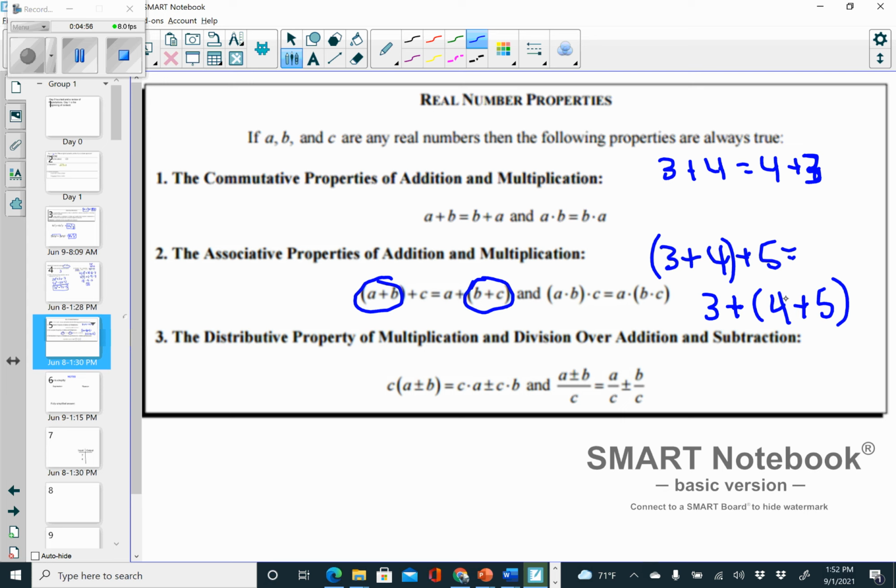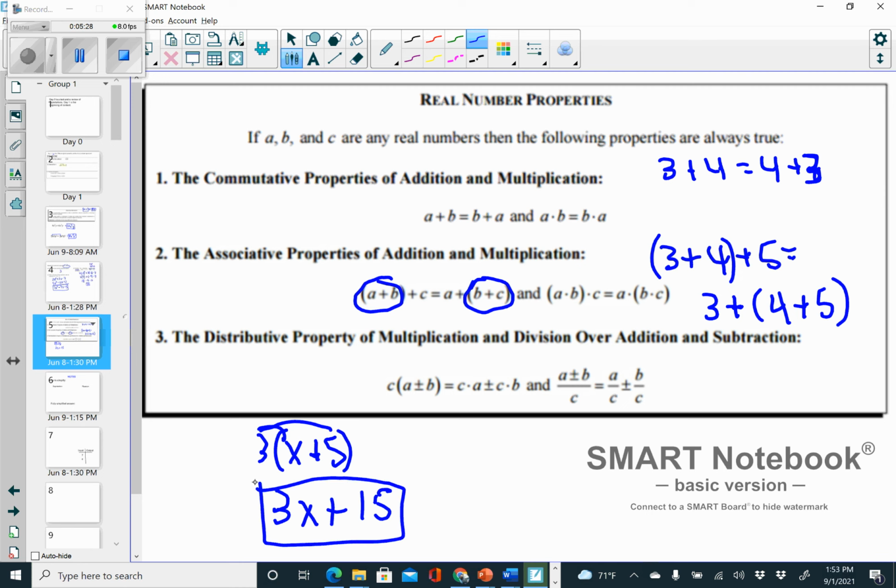Distributive property, very briefly, this one you should know pretty well. If you have a number on the outside, let's do 3 times x plus 5, you distribute it, you multiply it. 3 times x is 3x, and then you multiply the 3 times the 5. 3 times 5 is equal to 15, and there's a plus sign in between. So the final answer is 3x plus 15. We will review this later on in another lesson.